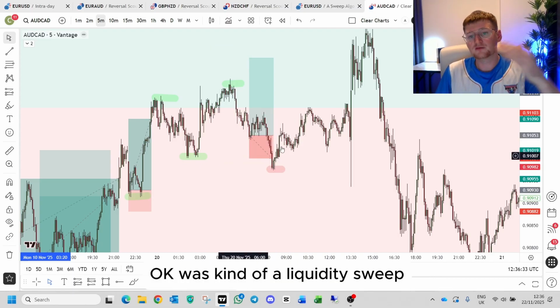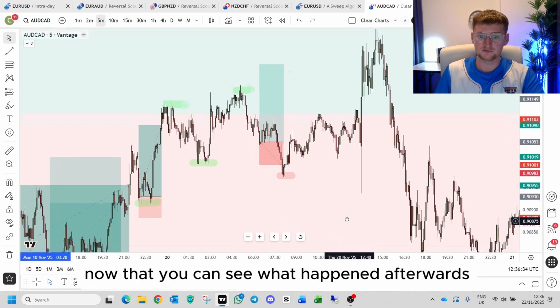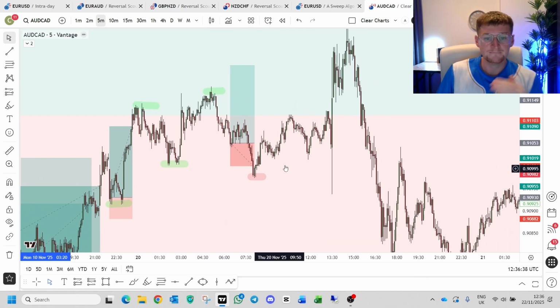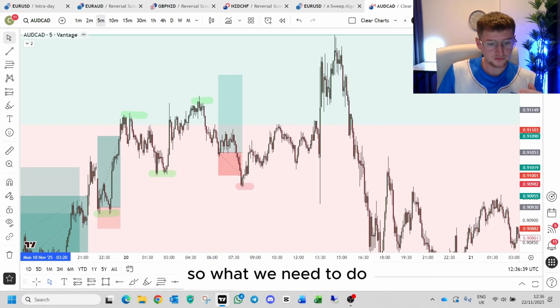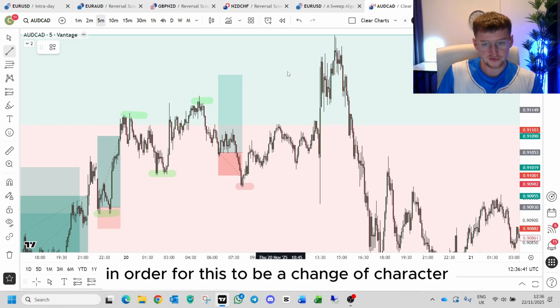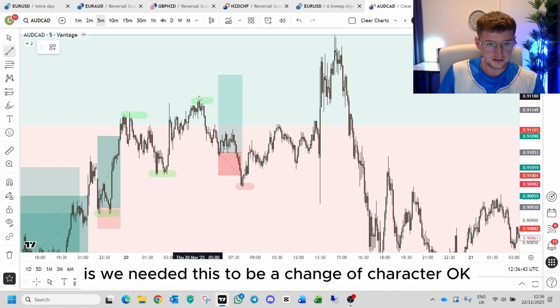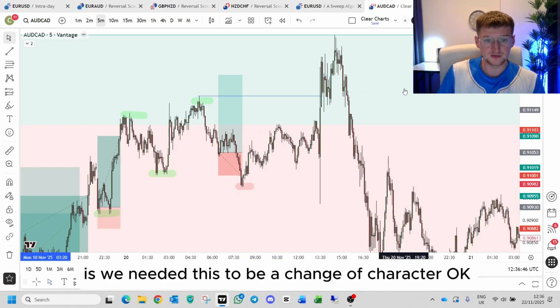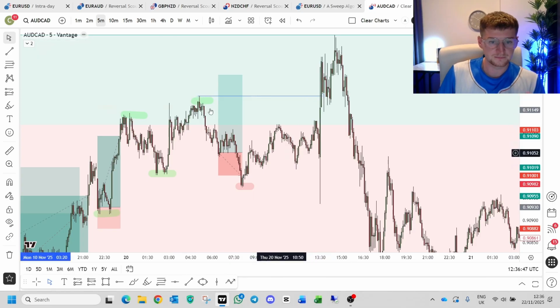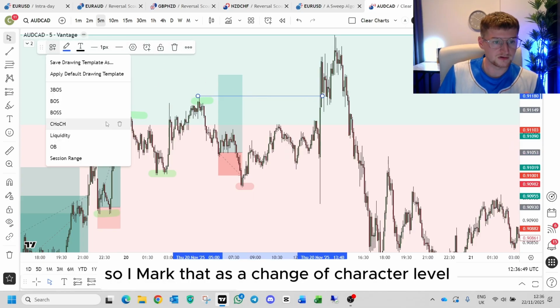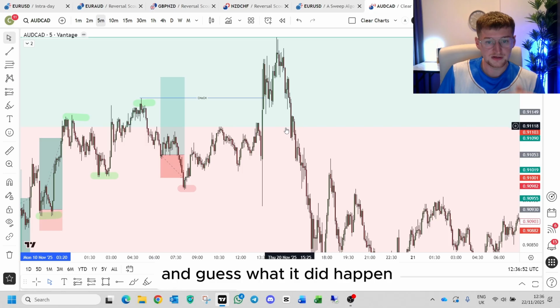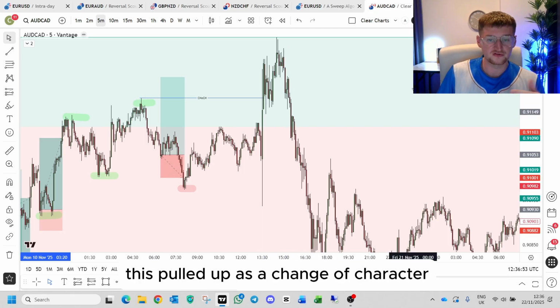It was kind of a liquidity sweep, now that you can see what happened afterwards, but at the time it was a lower low. So in order for this to be a change of character in our direction, we needed this to be a change of character. So I'll mark that as a change of character level, and guess what, it did happen. This pulled up as a change of character.